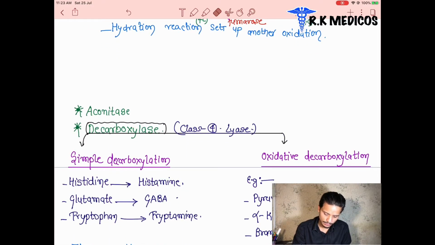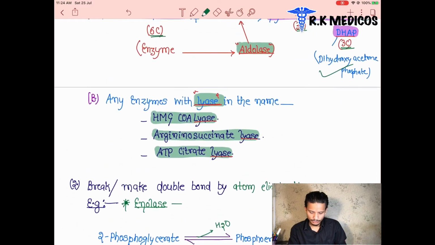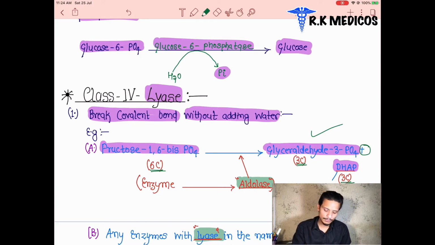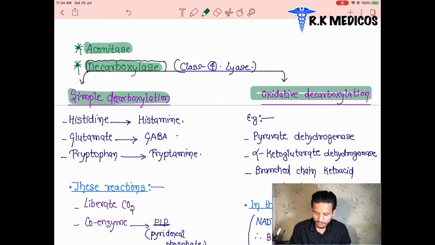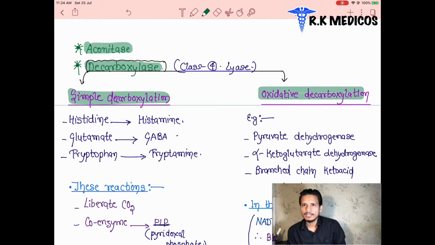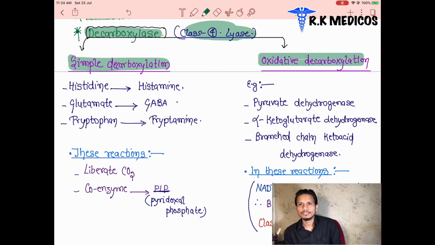Next we can see aconitase and decarboxylase. These are also inside the liases, included in class 4 of our classification of enzymes. Decarboxylation happens basically in two types: simple decarboxylation and oxidative decarboxylation. This is the most important part of our enzymes, the decarboxylation part and the synthetase part. Decarboxylation is included inside the fourth class of enzymes.